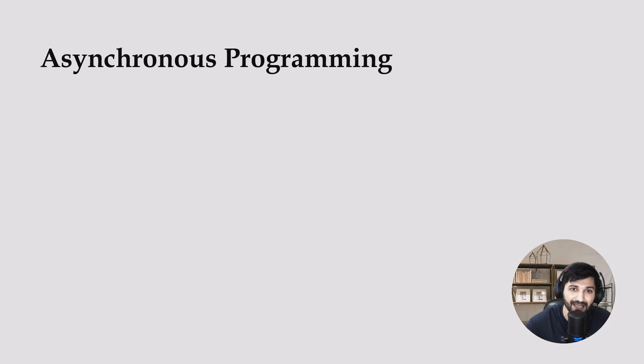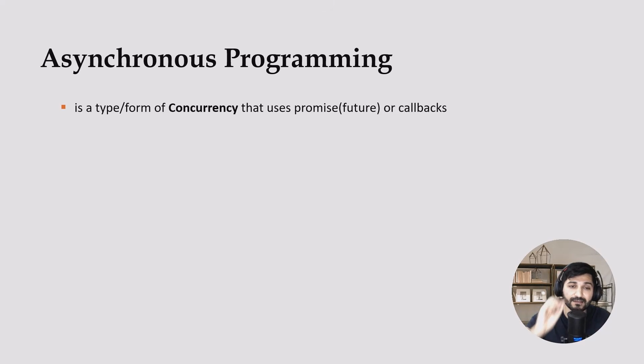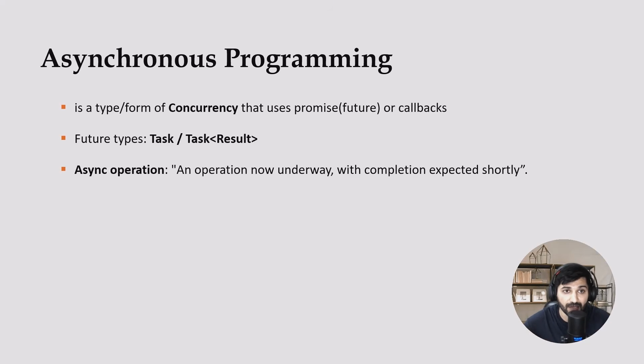However, it's time to talk about asynchronous programming. Asynchronous programming is a type of concurrency that uses promises, futures, or callbacks. We have task and task result as future types. And actually, in asynchronous programming, we have asynchronous operation. What actually is an asynchronous operation? An asynchronous operation is an operation now underway with completion expected shortly. So you have some type of running operation, and you are waiting for the response from this operation in the near future. This is actually an ongoing operation.